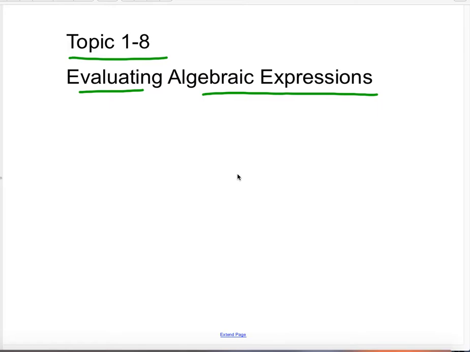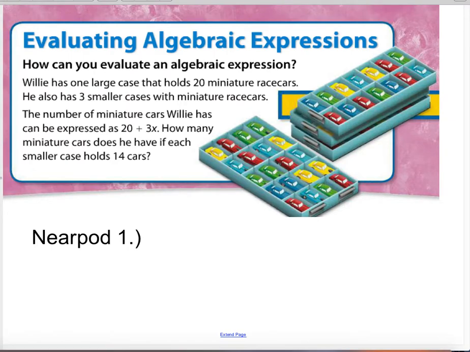Let's begin. If you open your book to the lesson, you'll find that this is all about evaluating algebraic expressions. And it asks you, how can you evaluate an algebraic expression? Basically what we mean when we talk about evaluating an algebraic expression, it means that we're solving it. We're figuring out the answer to it.